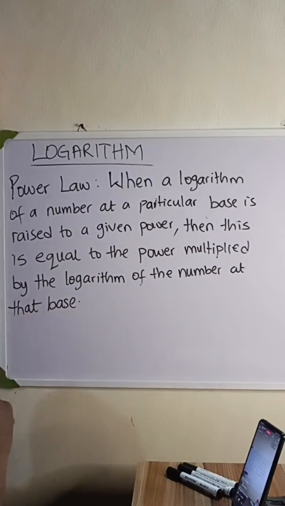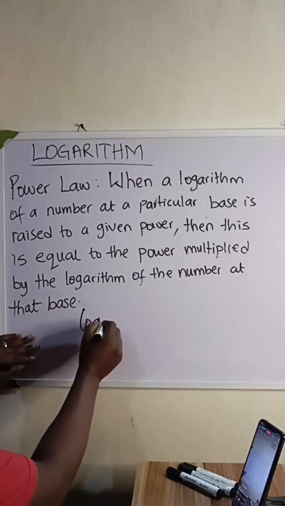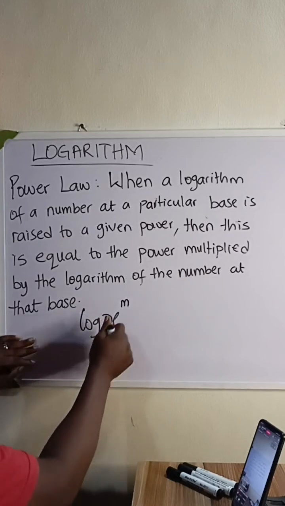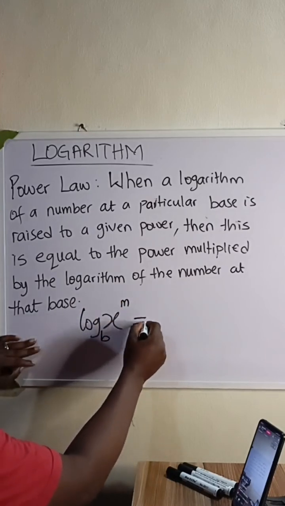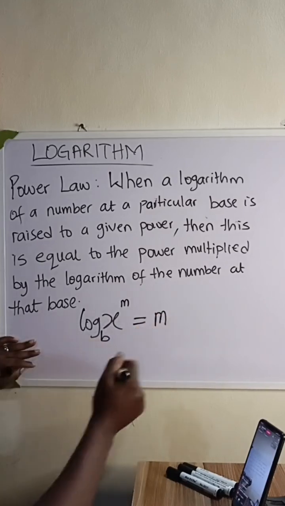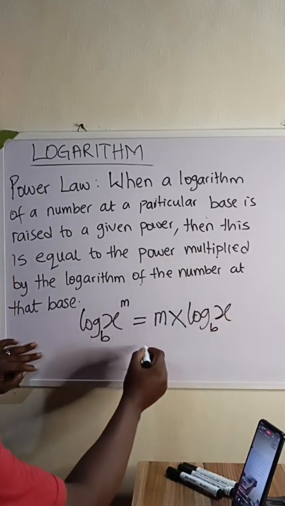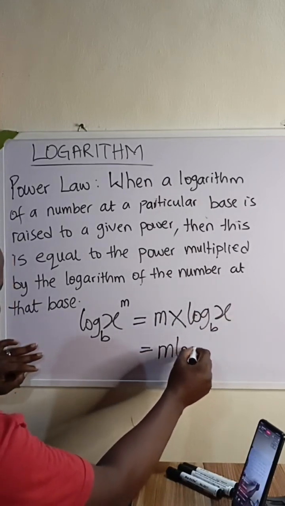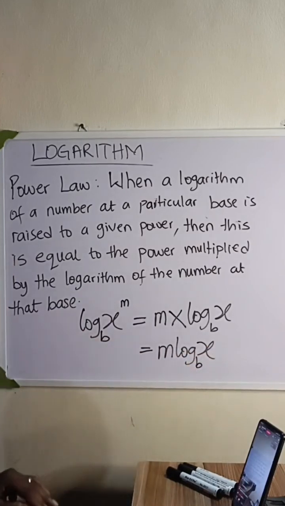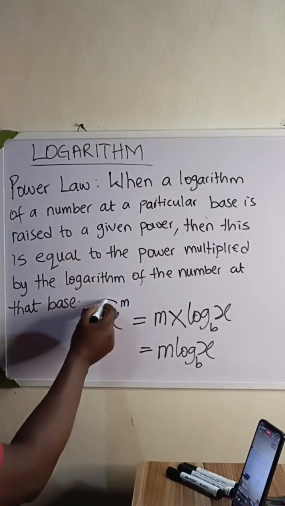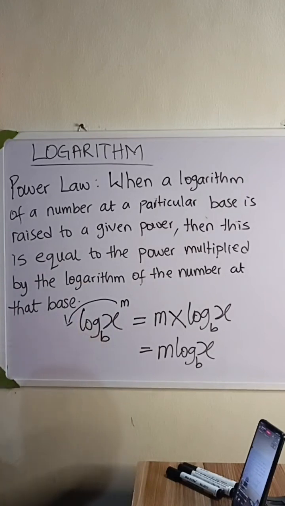So what does this mean? If I have log x to the power of m, let's use m, at base b, so this is equal to m multiplied by log x base b. Or we can write it as m log x base b. This will come in handy as we go forward. When you have this situation, log x base b to the power of m, then you simply move this m this way, and then it multiplies this logarithm. Okay, let's continue.